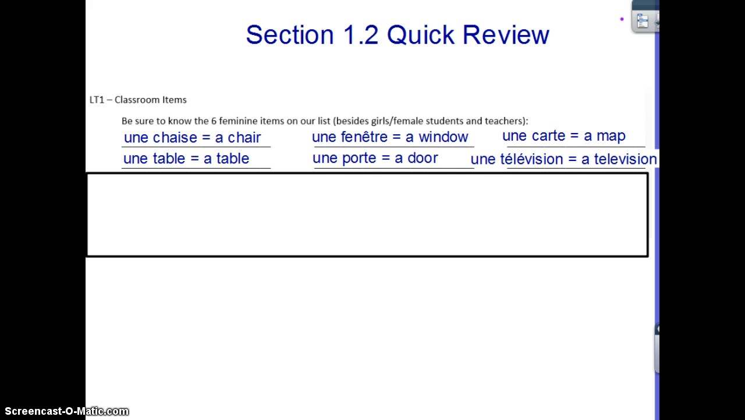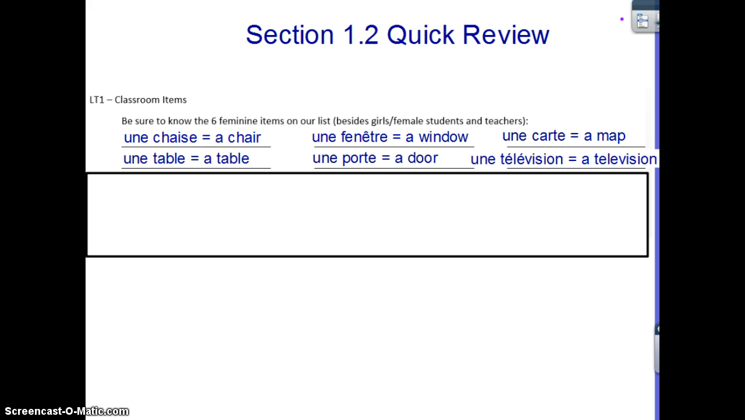But some of the items are sometimes confusing for people, and whenever you think items-wise, there's actually only 6 words that are feminine. I have them listed here, and I try to link them with each other, so you start thinking of them in pairs, and maybe can start remembering that these are the 6 items that are actually feminine. So we have une chaise, which is a chair, and une table, which is a table. Chair, table kind of go together.